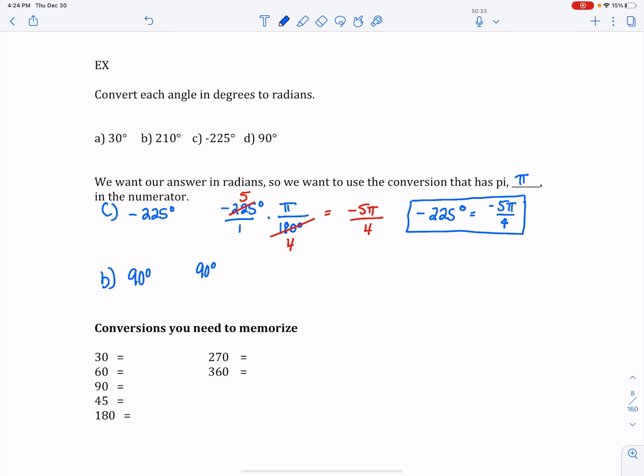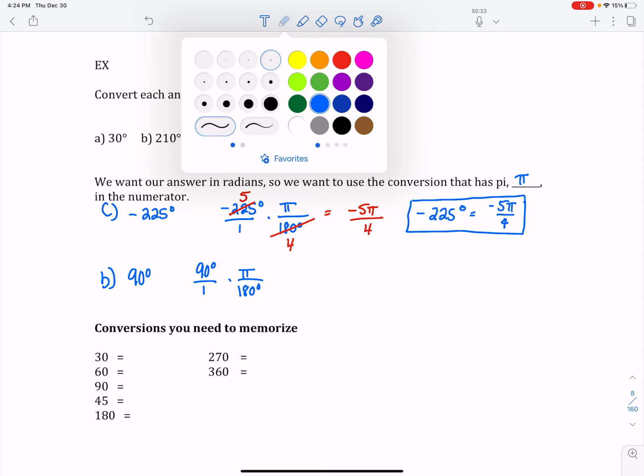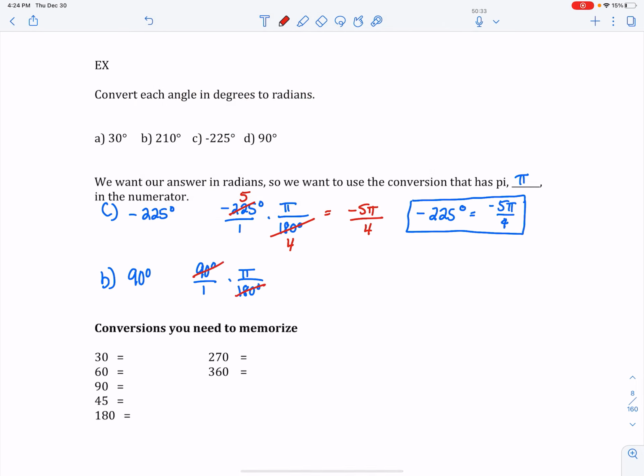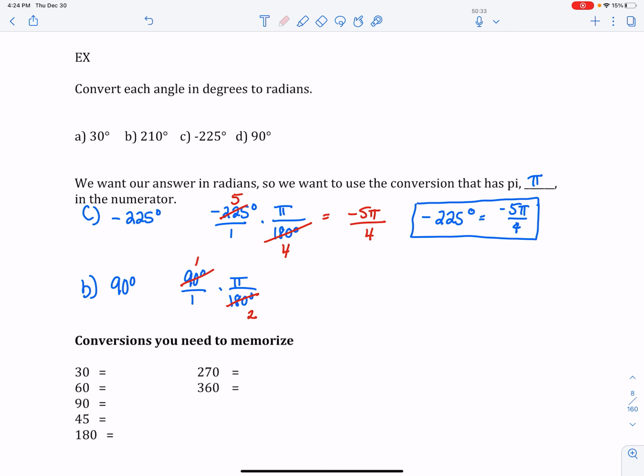So we have 90 degrees over 1 times pi over 180. And this one's a little bit easier because I know that 90 goes into 180 twice. So I'm going to use 90 as a reducer. So 1 times pi is pi over 1 times 2, which is 2. So 90 degrees is equivalent to pi over 2.